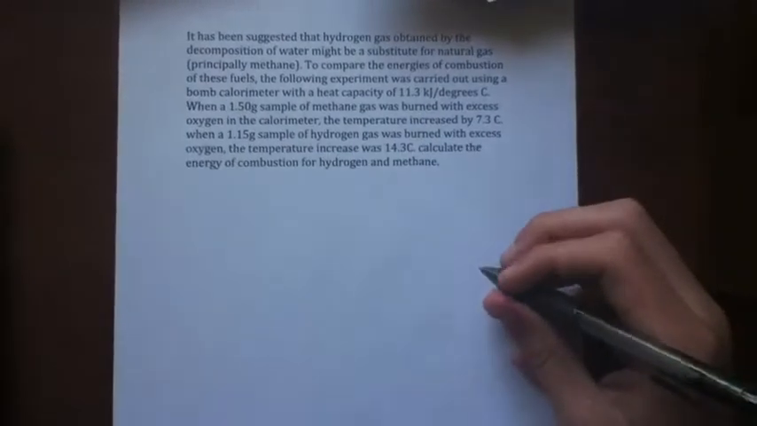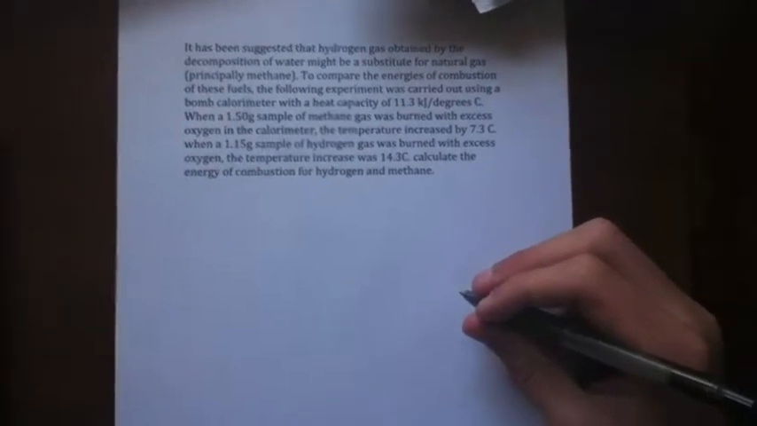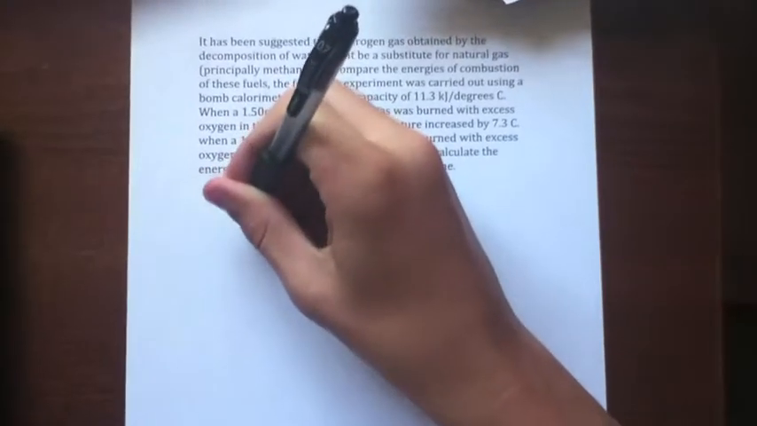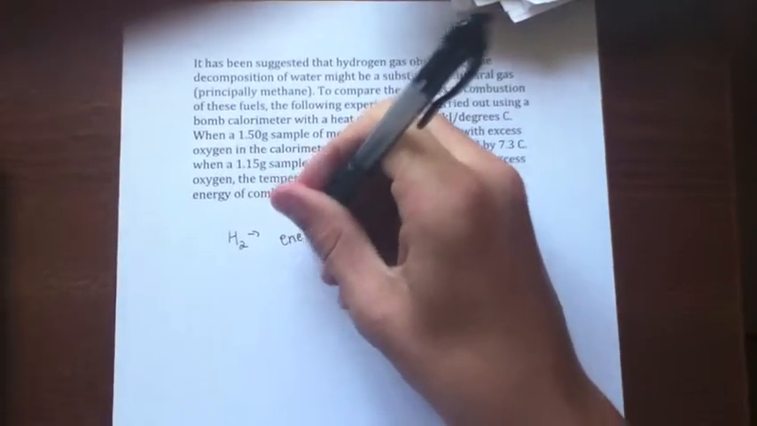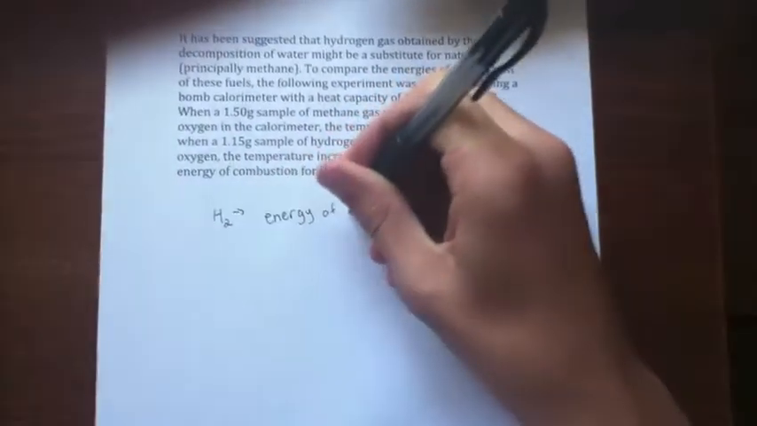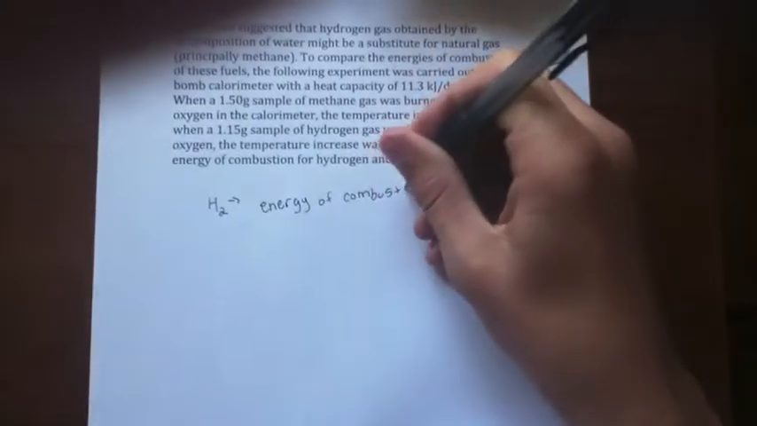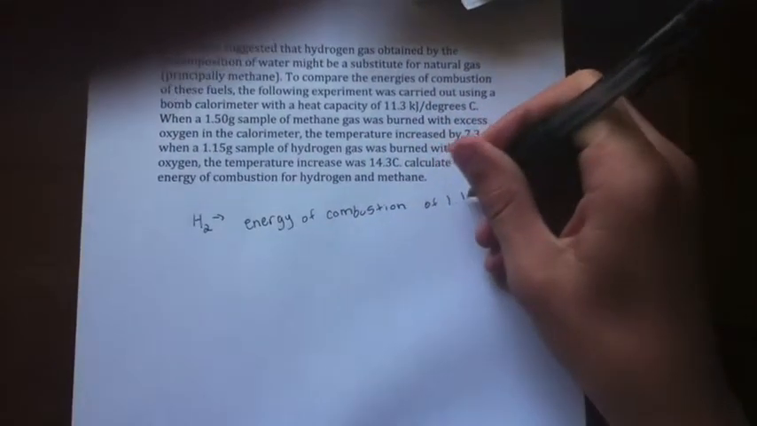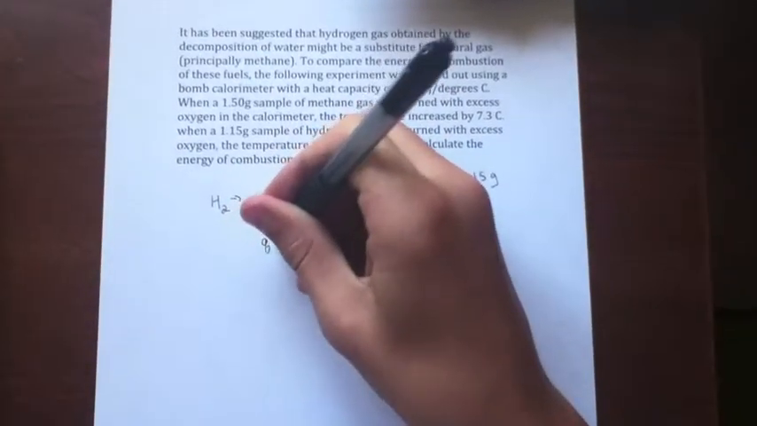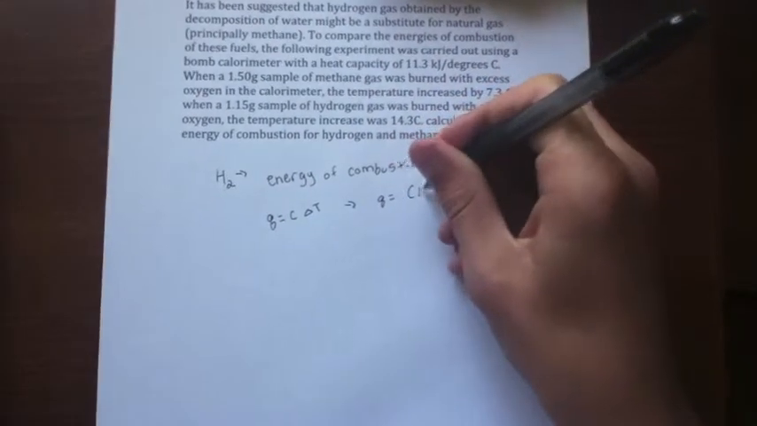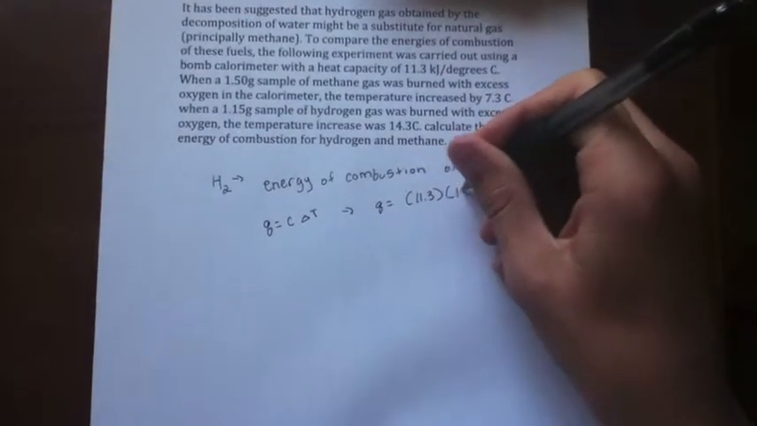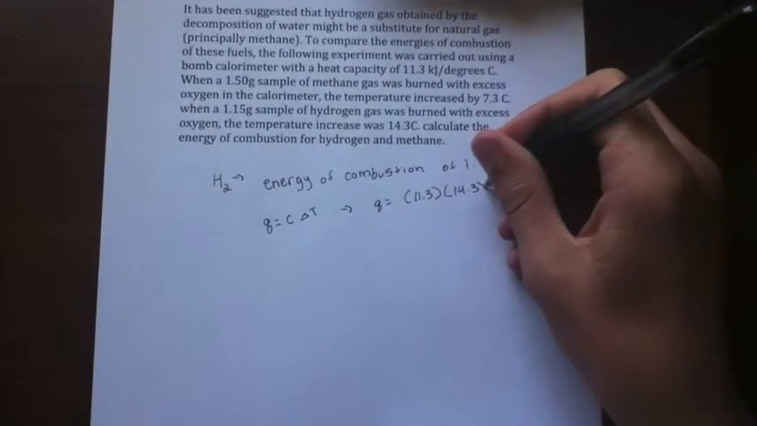Alright, so we're going to want to find out the energy of combustion for H2 and CH4. So first we're going to start off with H2, and we're going to try to find the energy of combustion of 1.15 grams. So now Q is equal to C delta T, so that's going to go to Q is equal to 11.3 times 14.3, because that was the temperature change and the C.